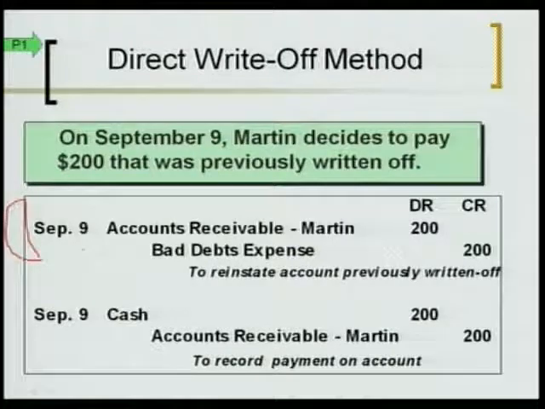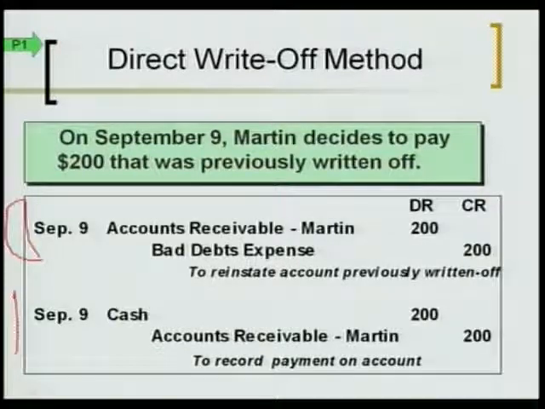Then in the second entry, we collect cash as normal: debit cash and credit accounts receivable. Now, some people might say, this doesn't make sense. On the same day, you debit accounts receivable Martin for $200 and then credit accounts receivable for Martin for $200. Why don't you just debit cash and credit bad debt expense? Does anybody know why we do it this way? We do it the way that's showing on the screen because we want there to be a record in that person's accounts receivable that this occurred. You with me? Okay.